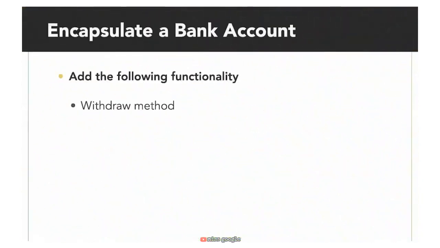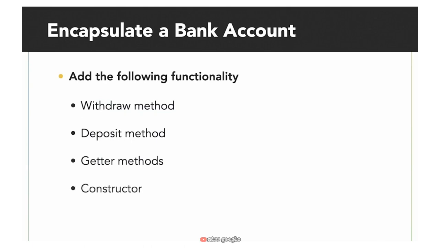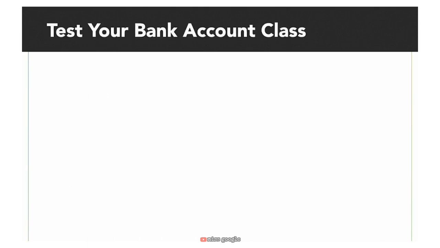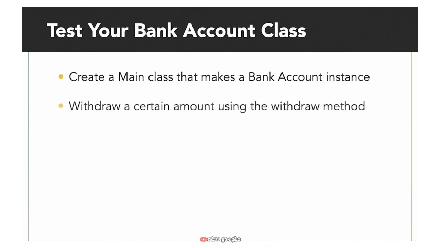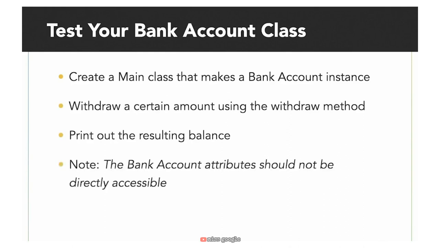Specifically, you should add a withdraw method as well as a deposit method. You might also add a few getters to retrieve the balance or the owner of the account. In order to create a new bank account instance, you'll also need to add a constructor to the class. Once you've set up your bank account class, create a main class that creates a bank account. Withdraw a certain amount from the bank account and then print out the resulting balance to the console. The attributes of the bank account class should not be directly accessible. Good luck and have fun!